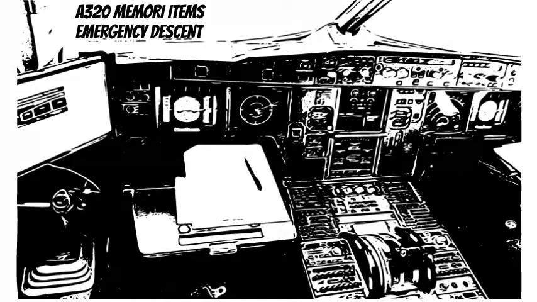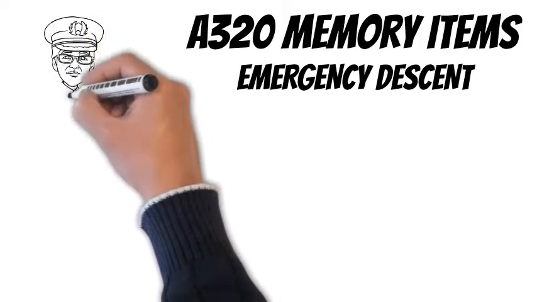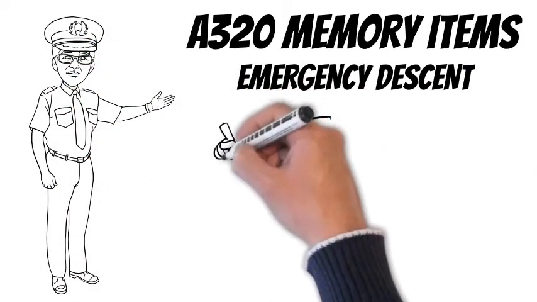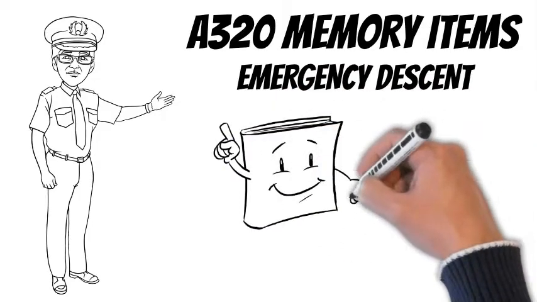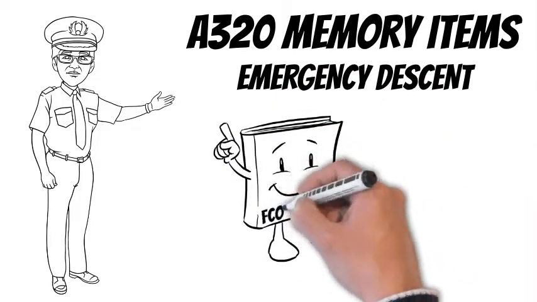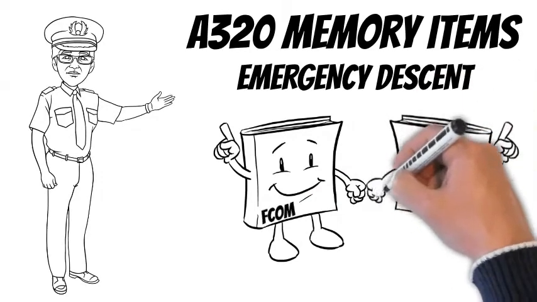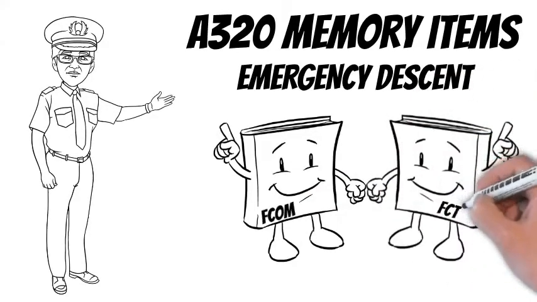Memory items for Airbus A320 emergency descent. The core of all memory items may be found in the Flight Crew Operational Manual, Abnormal and Emergency Procedures, Section Emergency Descent. For more expandable information, refer to the Flight Crew Technical Manual, Abnormal and Emergency Procedures, Section Emergency Descent.